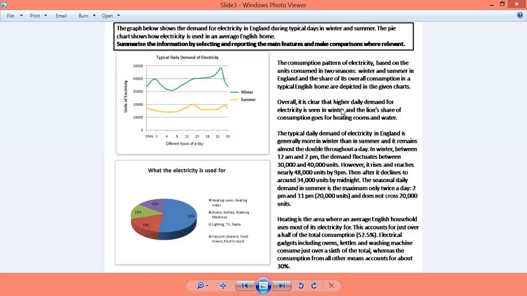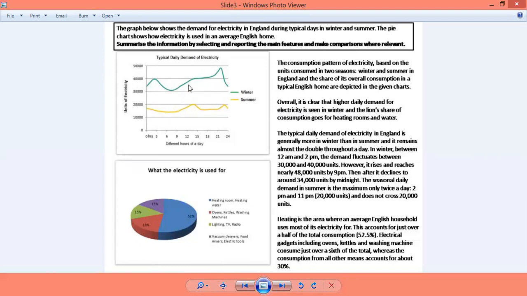Overall, it is clear that higher daily demand for electricity is seen in winter. अभी दो main features लिखने हैं. Since we are given multiple charts, हम first chart में से एक main feature लेंगे और second chart में से दूसरा main feature, and we will write it down. So first here we can see that winter throughout has always stayed higher than that of summer. समर से पहले से ही आगे है और end तक भी आगे ही रहा है. It has always stayed ahead.